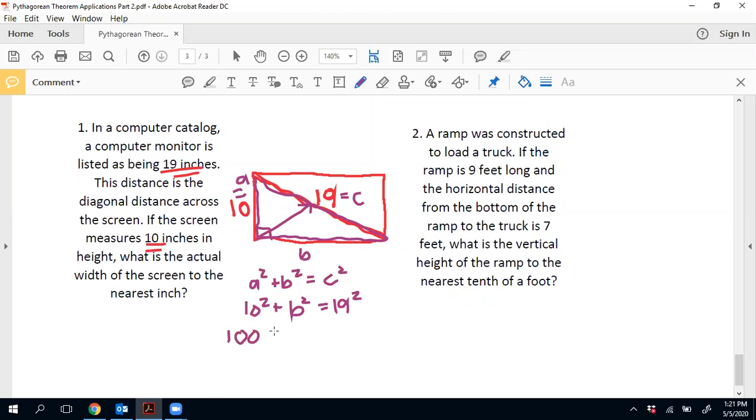So 10 squared is what? 100. So we have 100 plus b squared equals, and now we just have to figure out what 19 squared is. And 19 squared is 361.